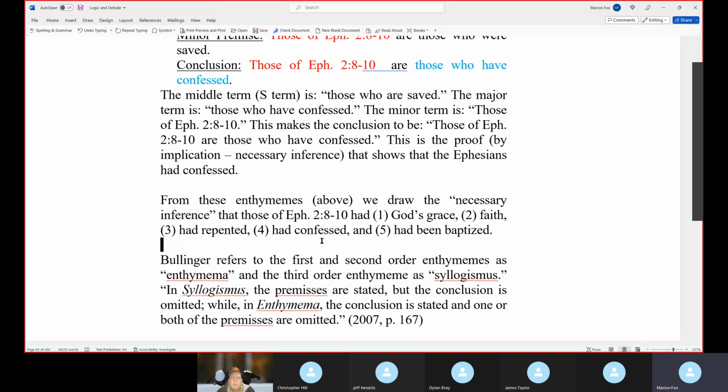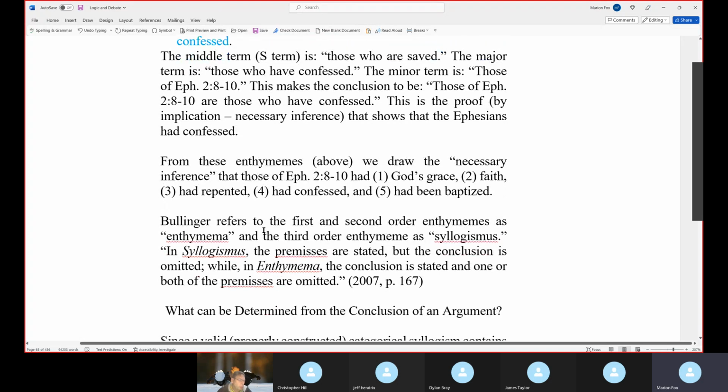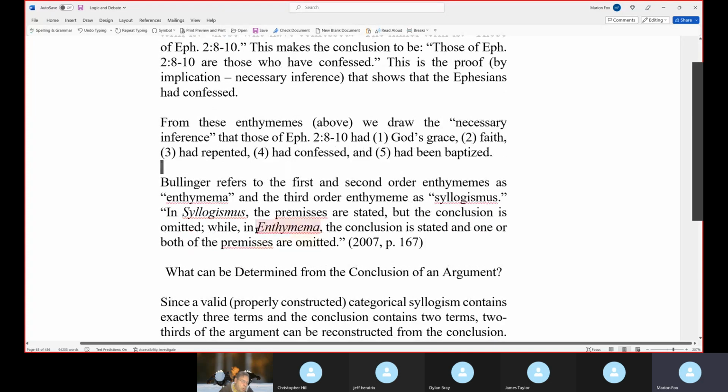All right. Now, we've got time. It's only 8:06, so we have approximately another 10 minutes. I want to do one other thing. Bullinger, I pronounce that Bullinger, G almost as a J, refers to the first and second order enthymemes as enthymema, and the third order enthymeme as syllogismus. These are transliterations of Greek words. In syllogismus, your third order, the premises are stated, but the conclusion is omitted. So that's what he calls syllogismus.